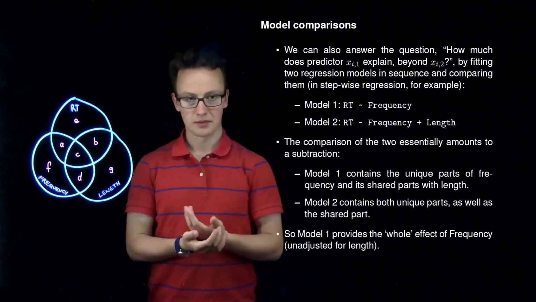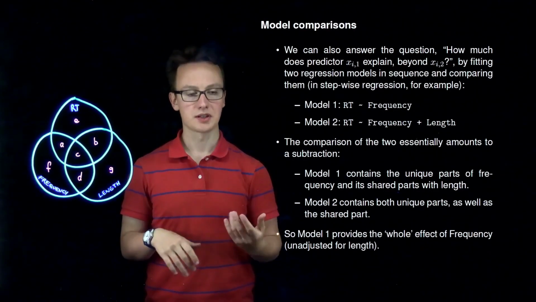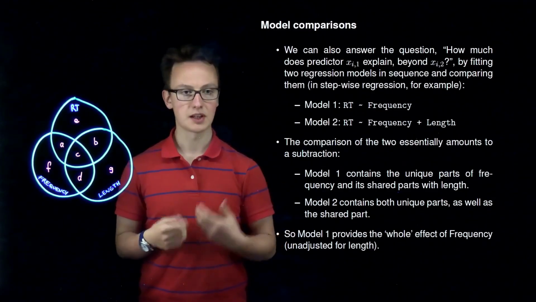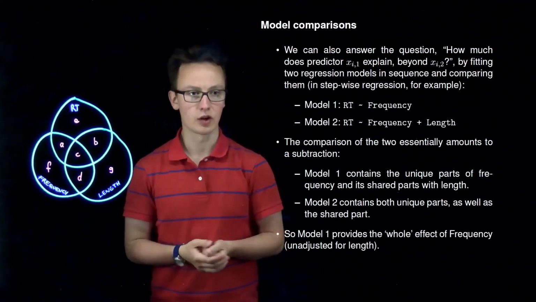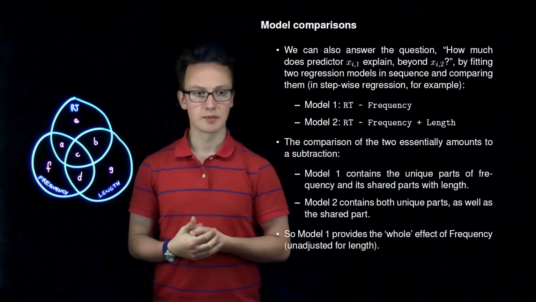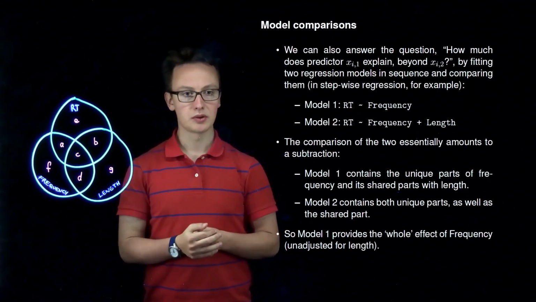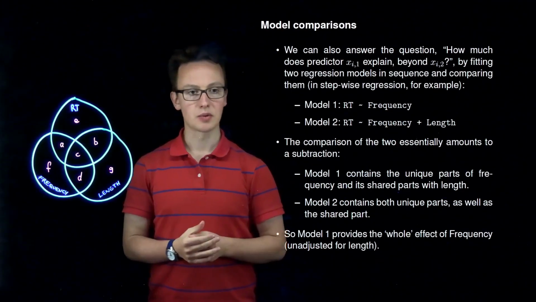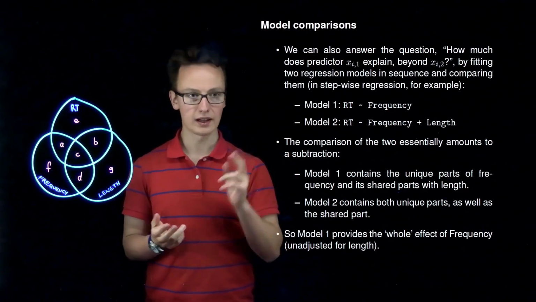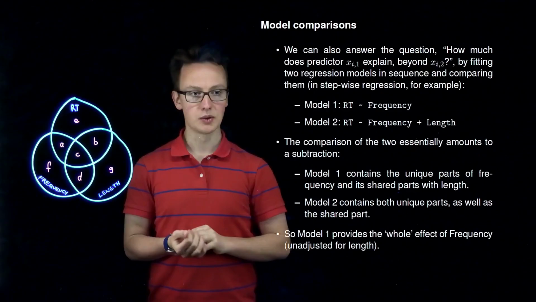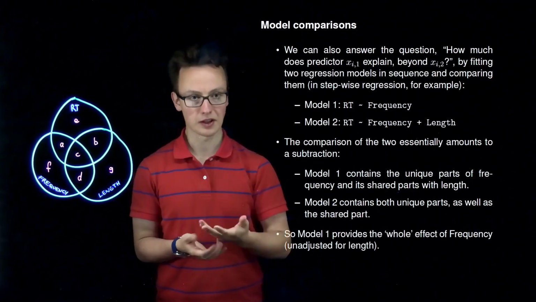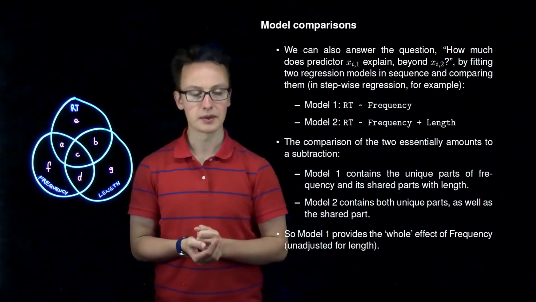And this allows us to ask questions like, how much does predictor x1 explain variance in the outcome variable beyond what is already explained by predictor x2? And a way to do this would be to run model comparisons. So we could first fit model 1, let's say, which just includes the main effect of frequency on the outcome variable, in this case reading time.